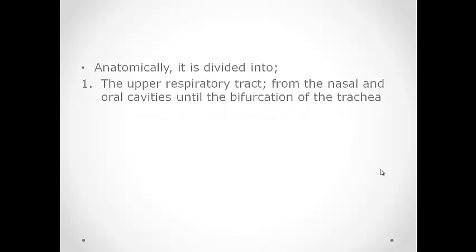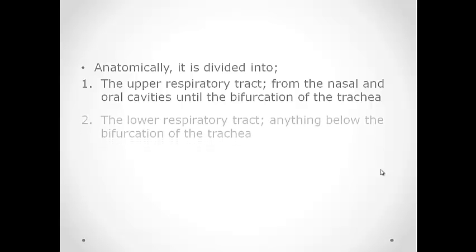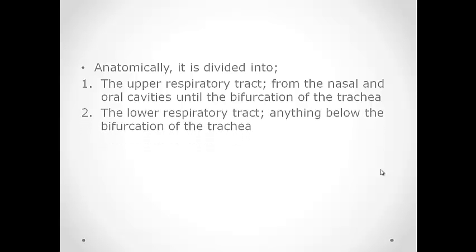In terms of anatomical division, it again is divided into an upper and lower respiratory tract, but the points of demarcation are different. Anatomically, the upper respiratory tract ends at the bifurcation of the trachea. So it goes from the beginning of the respiratory tract, which is the nasal and oral cavities, and continues down until we reach the point where the trachea splits from one tube into two. The lower respiratory tract is therefore anything below the bifurcation of the trachea.